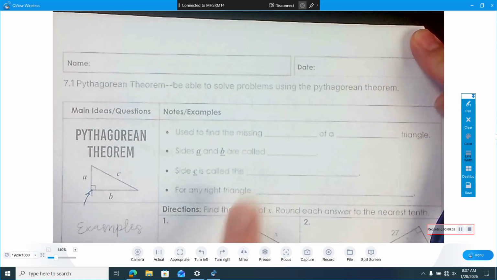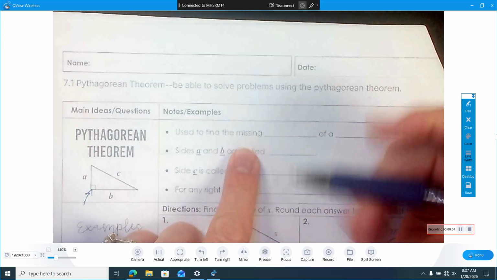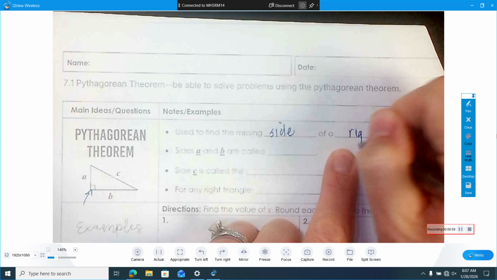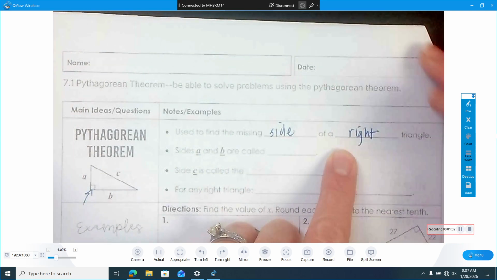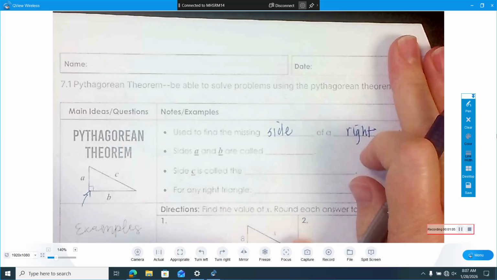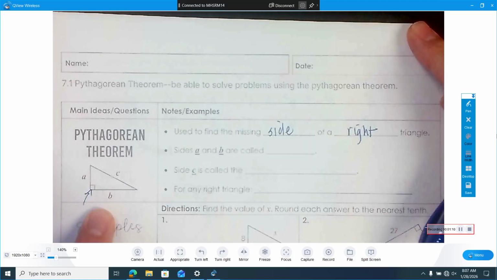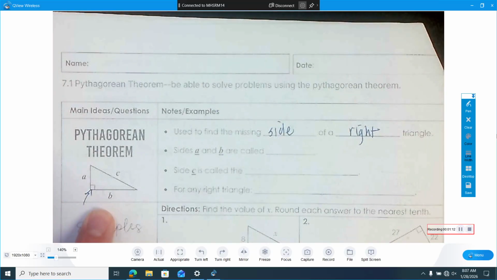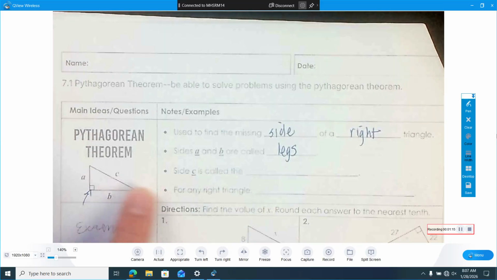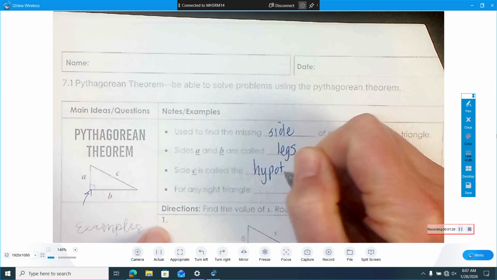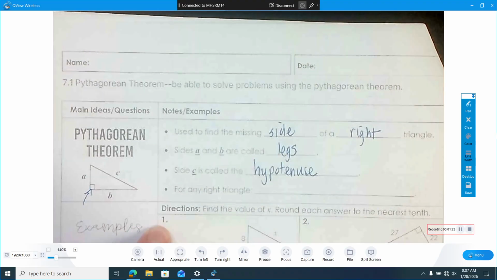So we can use the Pythagorean Theorem to find the missing side of a right triangle. In this particular picture, A and B are called the legs. Very good. All right, side C is called the hypotenuse. Very important. A hypotenuse only exists in a right triangle. Okay. How do we recognize the hypotenuse?